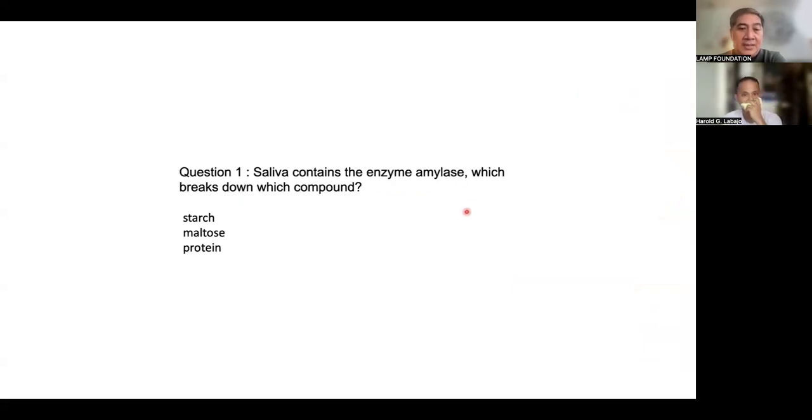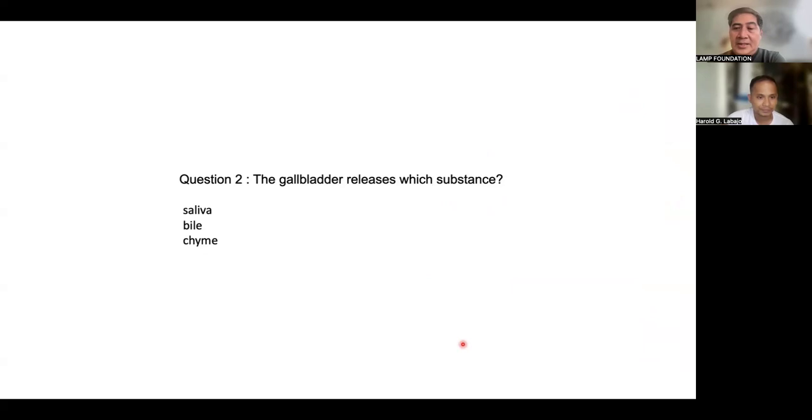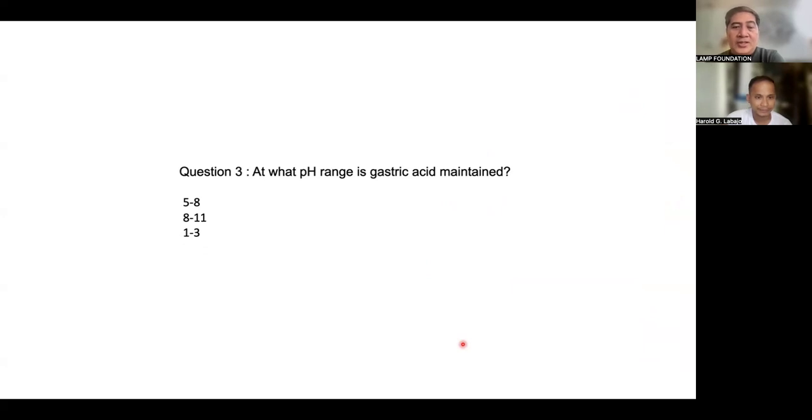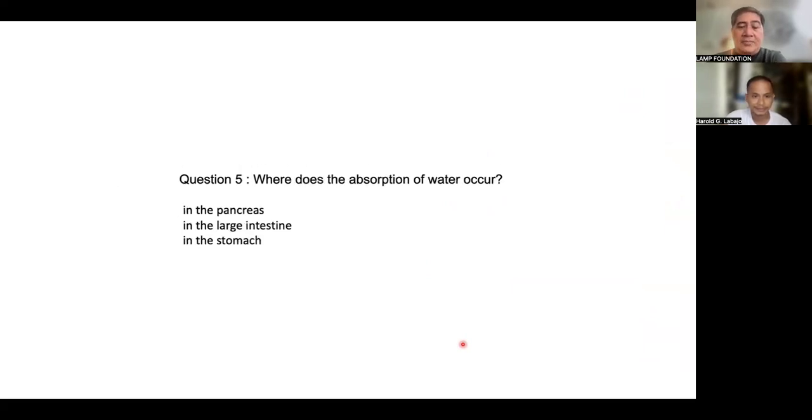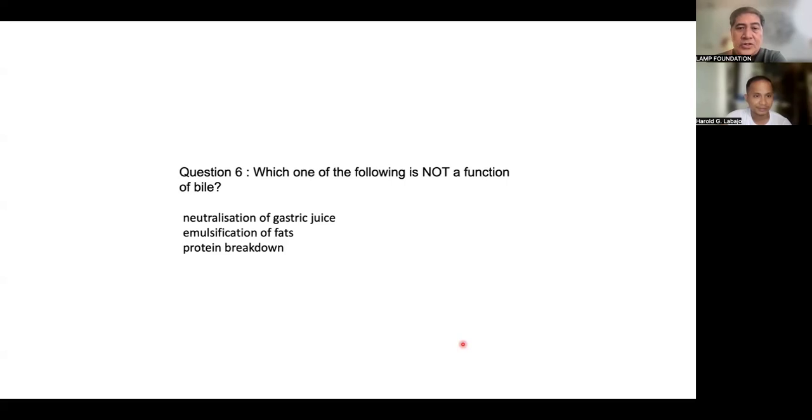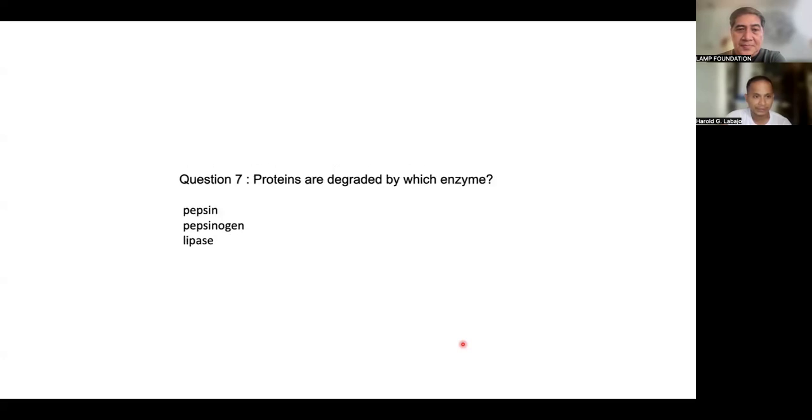Now let's go to physiology of the gastrointestinal system. Saliva contains the enzyme amylase, which breaks down which compound? Starch. The gallbladder releases which substance? Bile. At what pH range is gastric acid maintained? 1 to 3. What is the name of the muscular process for moving food down the esophagus? Peristalsis. Where does absorption of water occur? In the large intestine.